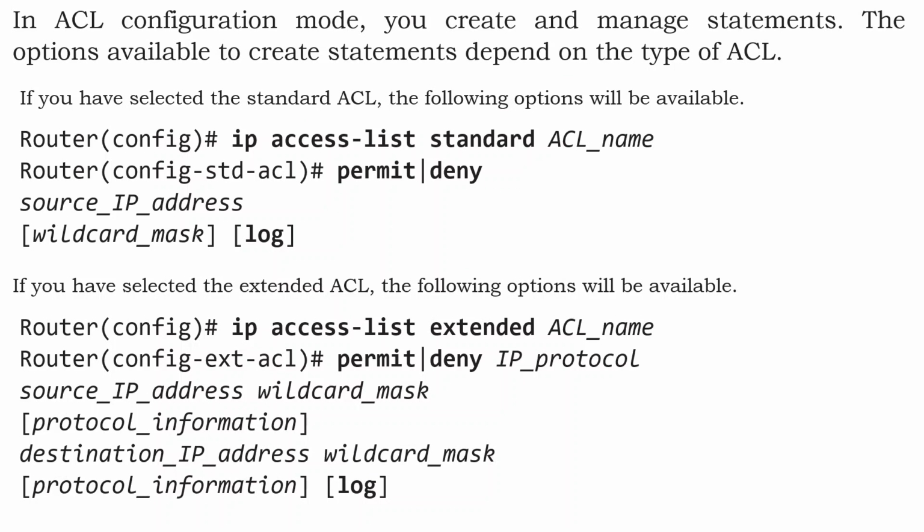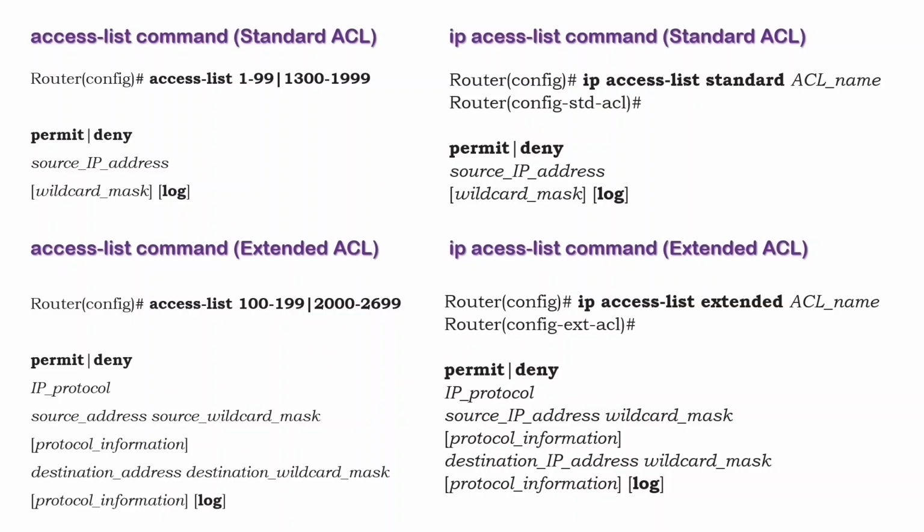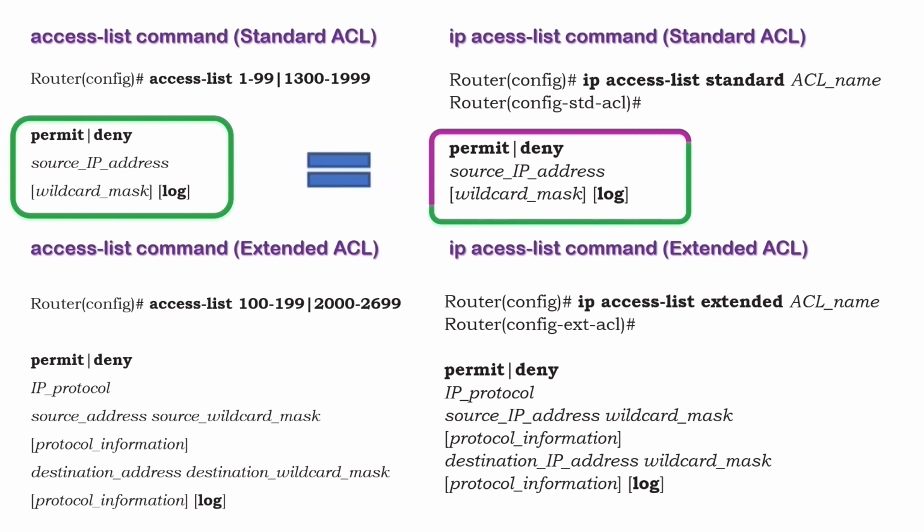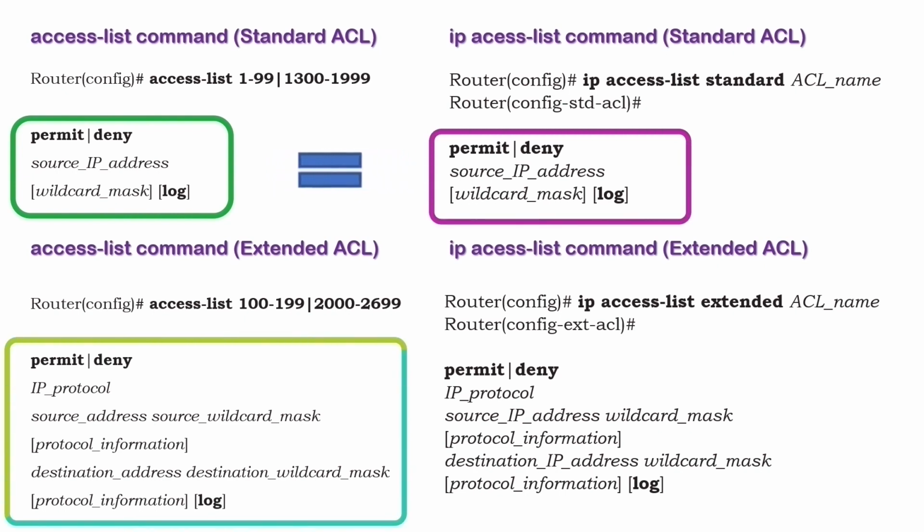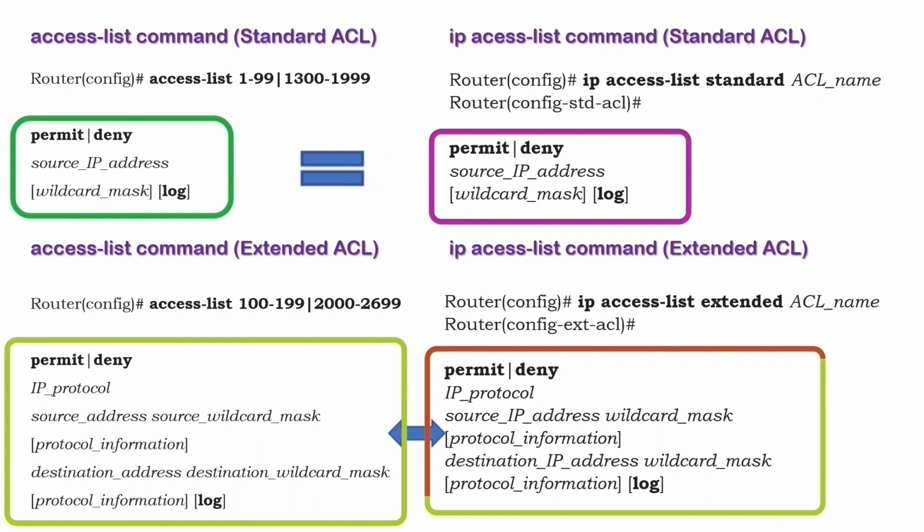In ACL configuration mode, you create and manage statements. The options available to create statements depend on the type of ACL. If you have selected the standard ACL, the following options will be available. If you have selected the extended ACL, the following options will be available. The access list command and the IP access list command use the same options to build and add an entry to the access list. We have already discussed these options in detail.